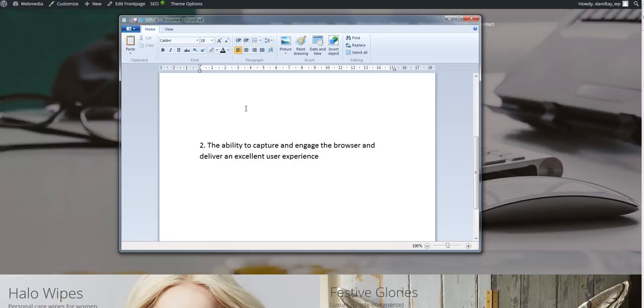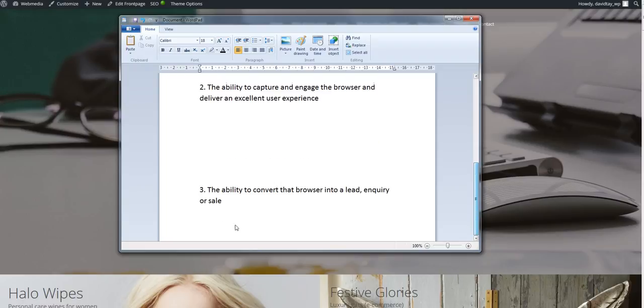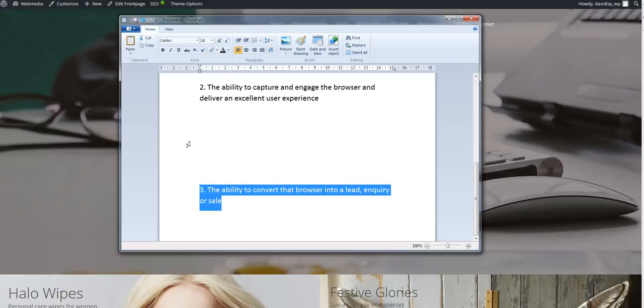User experience is absolutely critical to achieving number three. And number three is the ability to convert that browser or web visitor into a lead, inquiry or sale. If you don't convert a goal on your website, there is no point in having your website unless it is purely there to convey information. But most business websites are there with an aim of selling ultimately, or at least developing a relationship with people that could lead to selling.